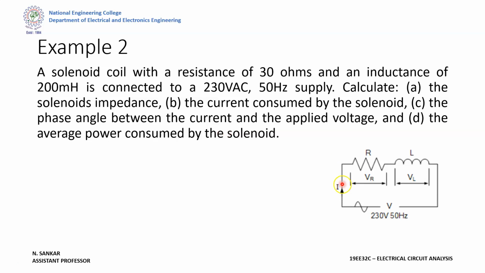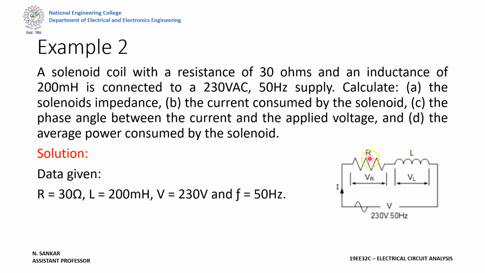Okay, so this is our circuit. People will refer to the inductance as a solenoid coil, because an inductance is nothing but a wound coil. So a solenoid coil will represent your inductance. The given data are resistance equal to 30 ohm, inductance equal to 200 millihenry, voltage 230 volt, and frequency 50 hertz.